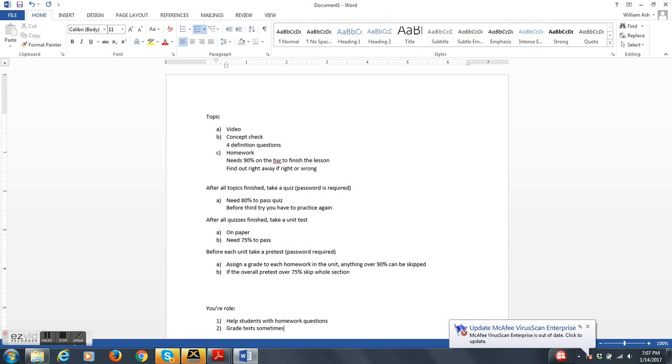Two would be to grade the tests sometimes. So there are answer keys to those tests. They're on paper, but there's an answer key. Sometimes I'll grade them, but if I'm doing something else, I'll give it over to my tutor with the answer key and then they just mark things right or wrong.